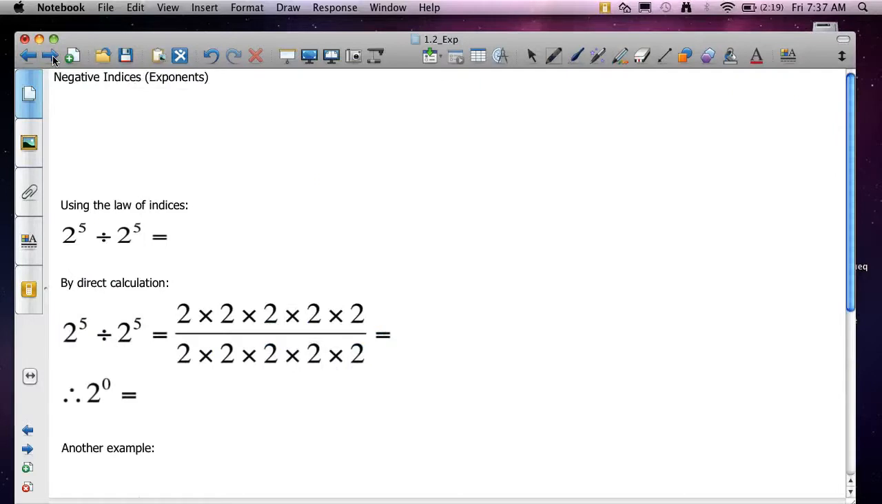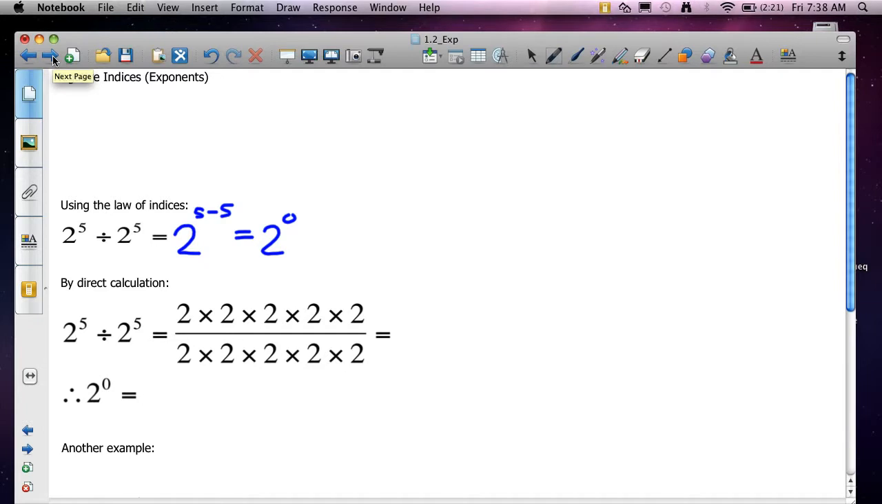Alright, what we're going to do now is take a look at the negative indices. What does that mean really? Well, if I use the law of indices, and I start out with something like 2 to the 5th divided by 2 to the 5th, then if we think back to our law, that means I have to take 2 to the 5 minus 5. That's going to get me 2 to the 0. What does that really represent?